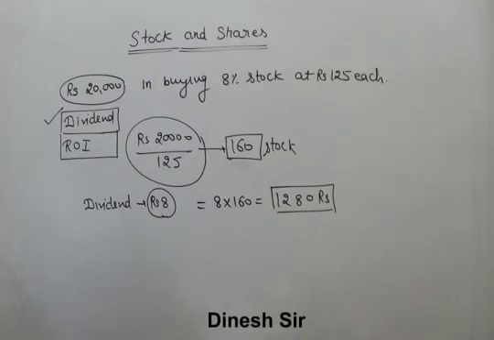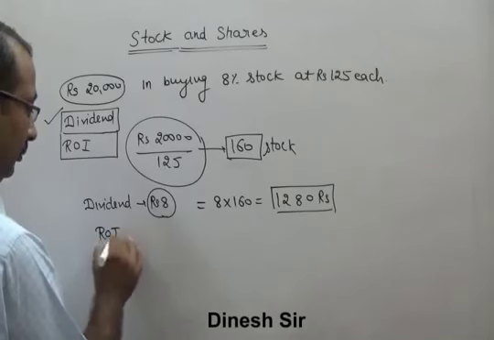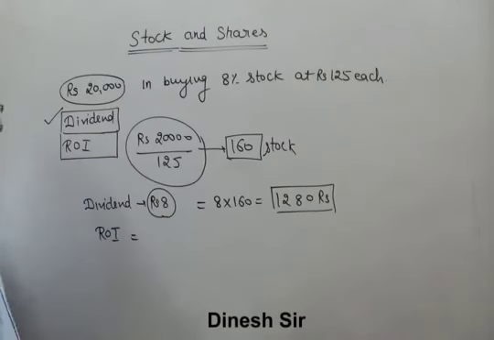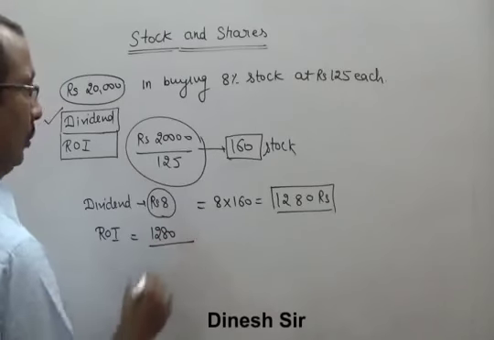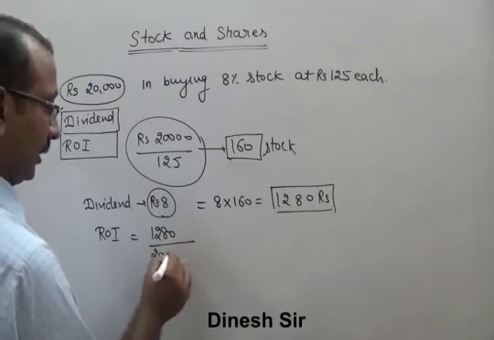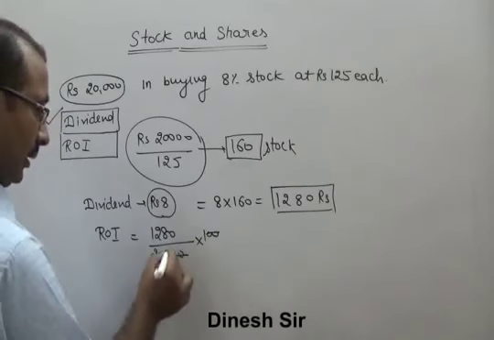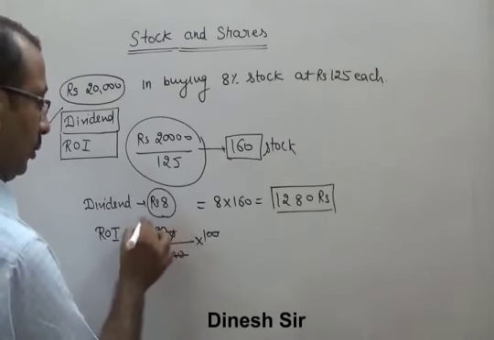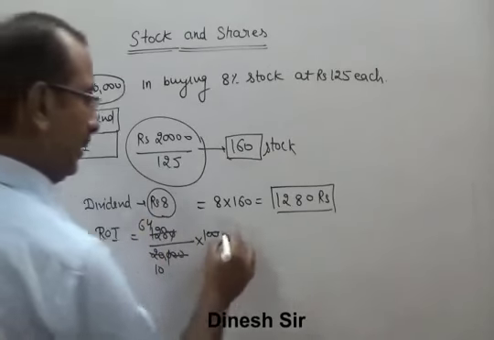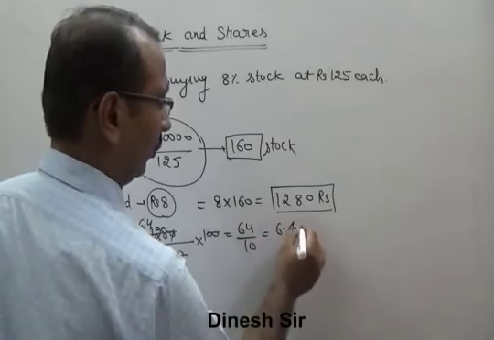The second statement is, what is the ROI? ROI means return on investment. As earlier I told you, if you have to find the ROI, it is the dividend earned by you upon total money invested, that is 1280 upon 20,000 into 100, that you have to solve. The zeros will be cancelled out, so I get 64 upon 10, or this is said to be 6.4%.